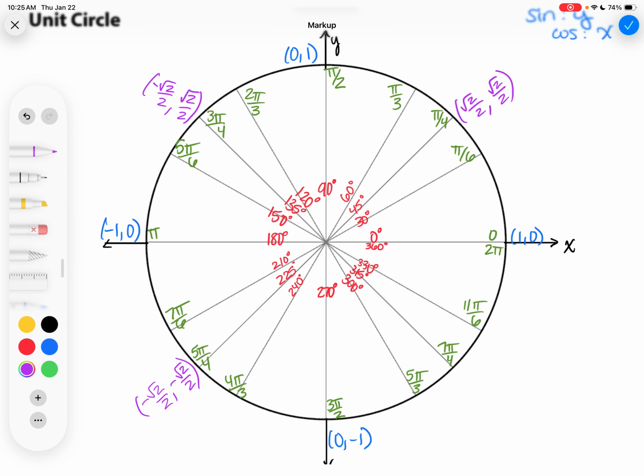Then over here at 7 pi over 4, x is positive, y is negative. So this is going to be root 2 over 2, negative root 2 over 2.